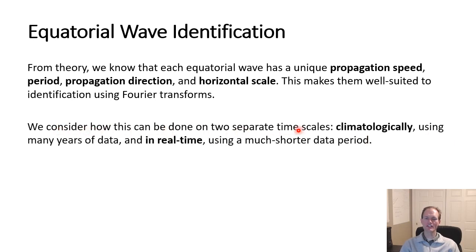So we'll consider how this can be done on two separate timescales. One will be climatologically, and that's what we'll do first. We'll take many years, decades worth of data, and apply this to test the hypothesis that our strongest signals will be associated with equatorial waves. And we'll also do this in real time using a much shorter data period, often on the order of days to weeks, to show how we can take data that you would see right now and identify equatorial waves just from those noisy data sets.